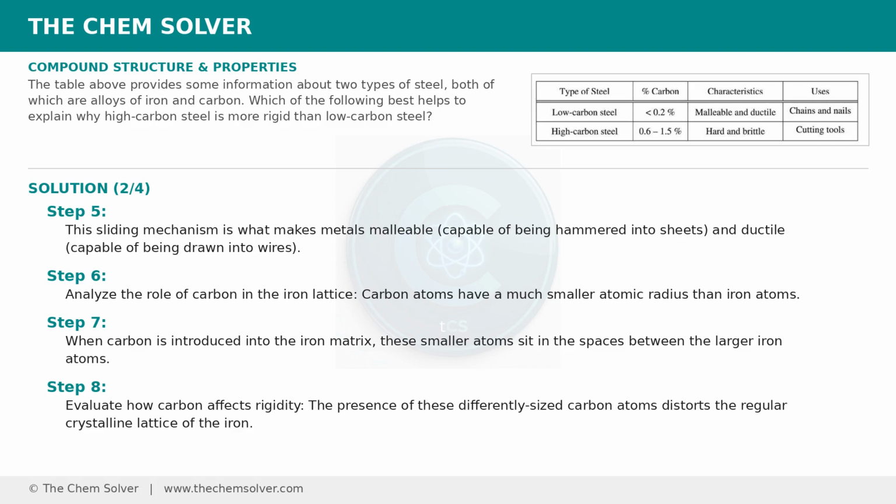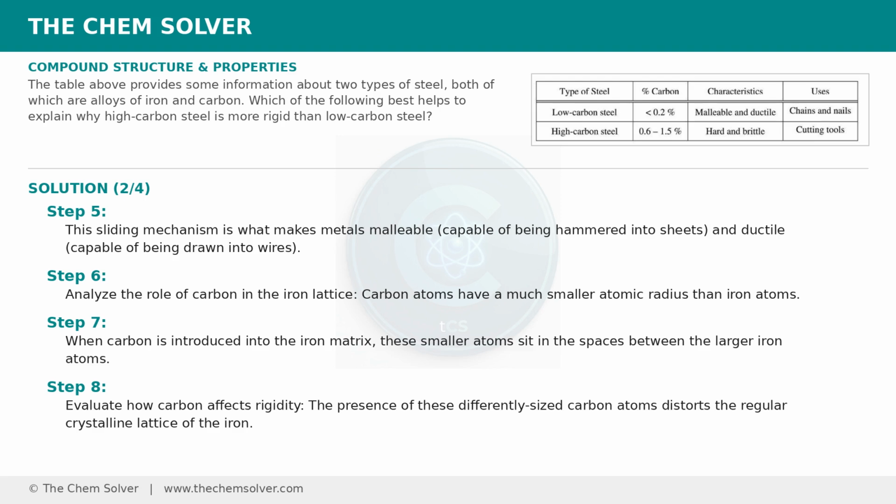Analyze the role of carbon in the iron lattice. Carbon atoms have a much smaller atomic radius than iron atoms. When carbon is introduced into the iron matrix, these smaller atoms sit in the spaces between the larger iron atoms.